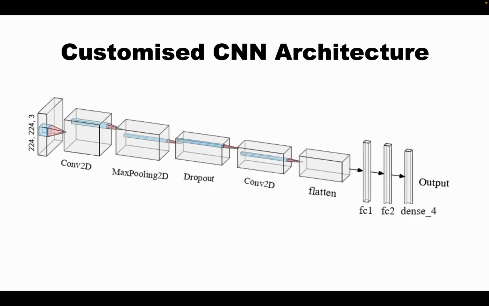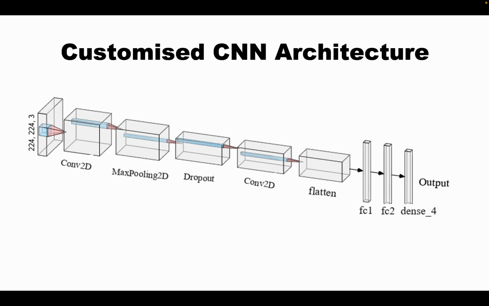Let's take a closer look at the customized CNN model architecture. The deep learning model designed for image recognition tasks has a customized CNN architecture. The model includes an input layer specifically for RGB images of size 224 x 224. It also has convolutional layers for feature extraction, pooling layers for dimensionality reduction, dropout layers to prevent overfitting, and dense layers for classification.